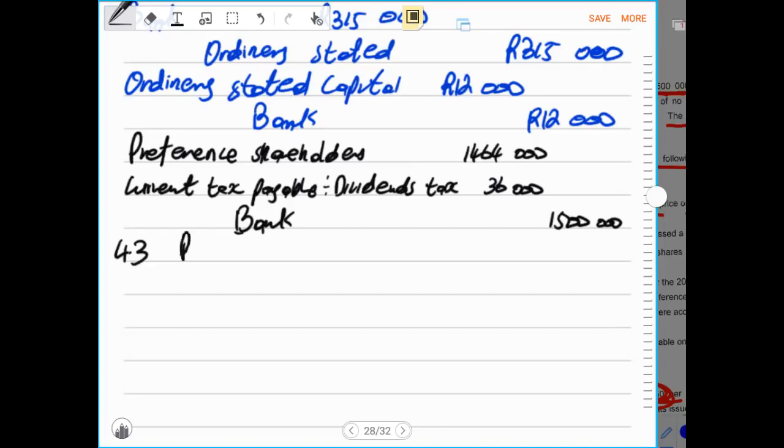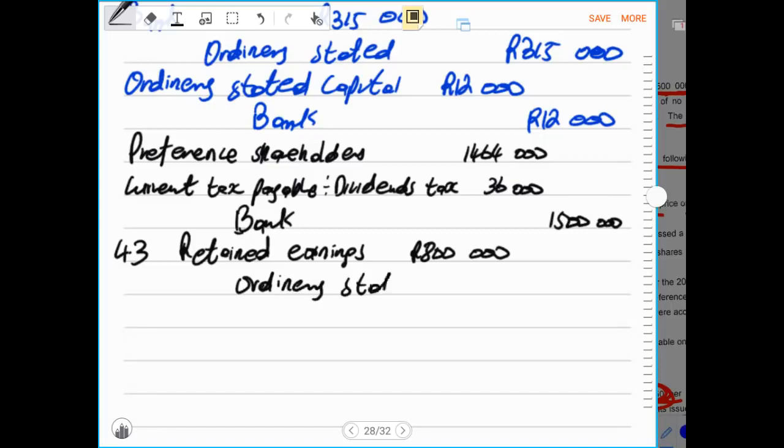Then we said we have to debit our retained earnings because the company will take money out of the reserves of the business. Retained earnings will be an amount of 800,000 taken out of the retained earnings. Then the ordinary stated capital will increase. Ordinary stated capital, that means the money is taken out of the reserves into the capital account. Ordinary stated capital will be 800,000 rands. So this is what will be done under 4.3, and it ends there.